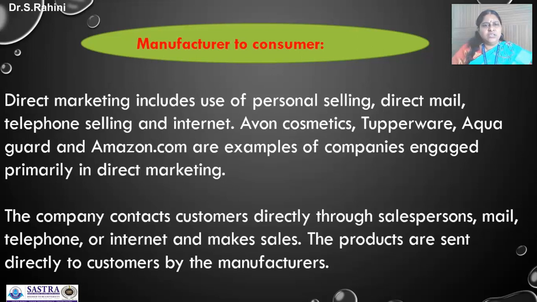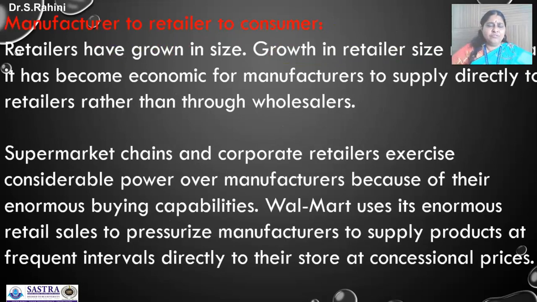And the mail orders and the telephonic conversations. Sometimes you can call and tell them that these are all the materials I need, and immediately they will reach you. Like the nearby rice mill: you can call the rice mill owner and tell them that I want 5 bags of rice, then they will be sending it to you. And internet orders like that, and make sales also. So the products are sent directly to consumers by the manufacturers in this model. This is the first model of consumer goods.